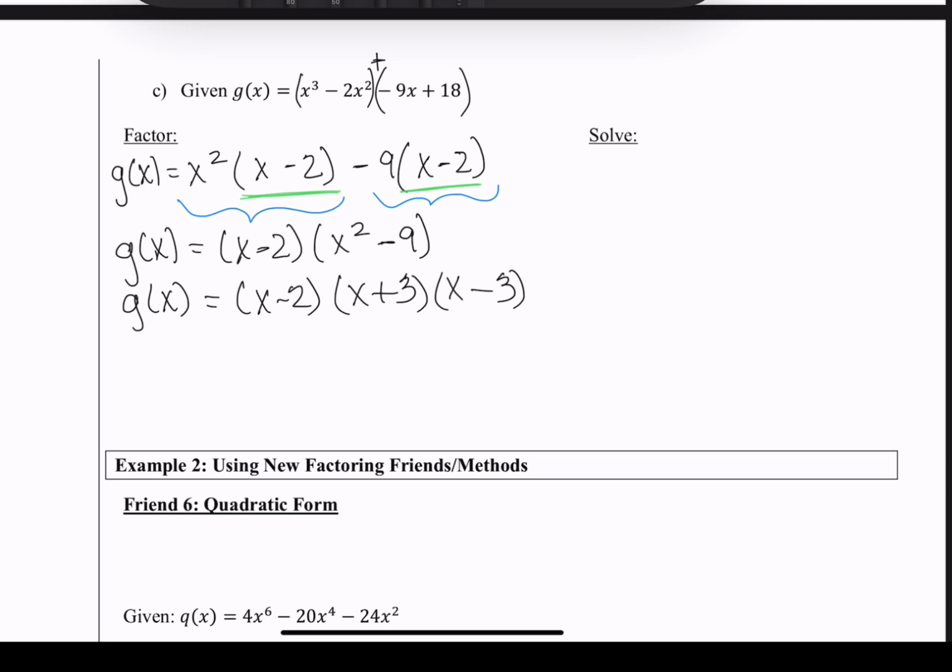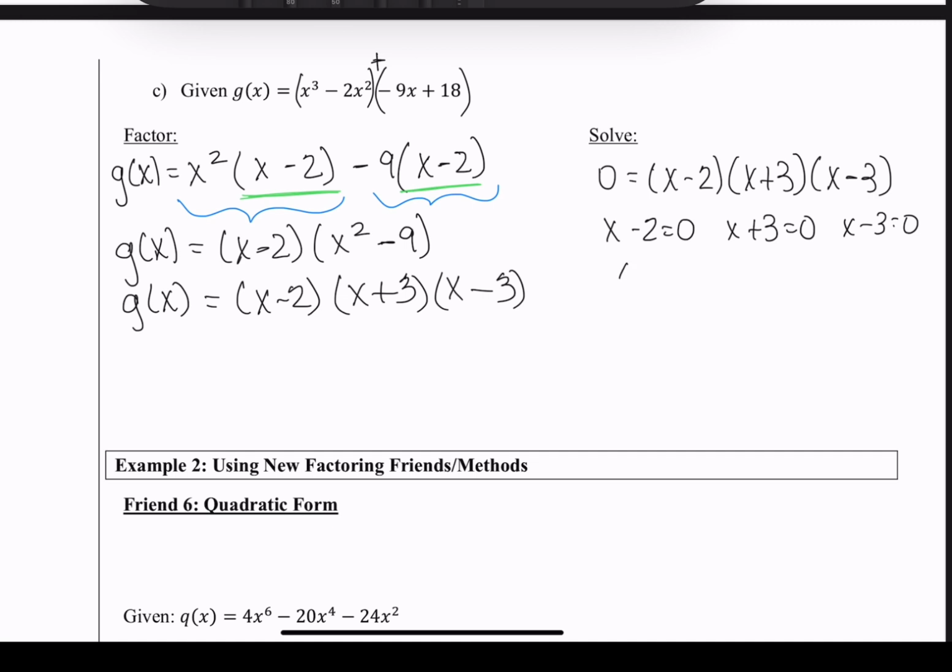So we would solve this by setting the output equal to 0. Again, when the output's equal to 0, we know we're on the x-axis. Then we're going to take each one of those individual 3 factors and set them equal to 0. So solving each of these, I get the fact that x equals 2, x equals negative 3, and x equals a positive 3. Once again, looking at this polynomial function, I know a few things about it.